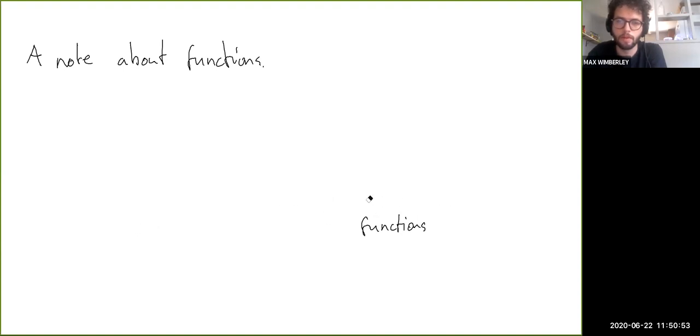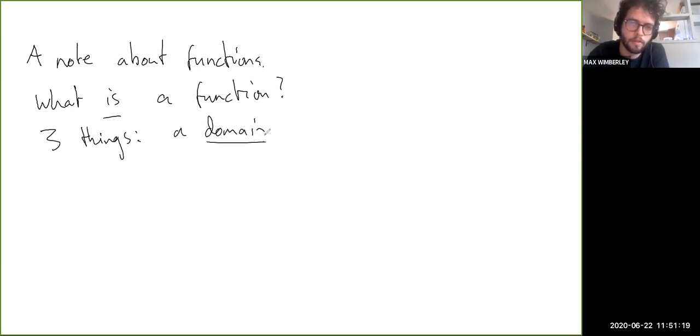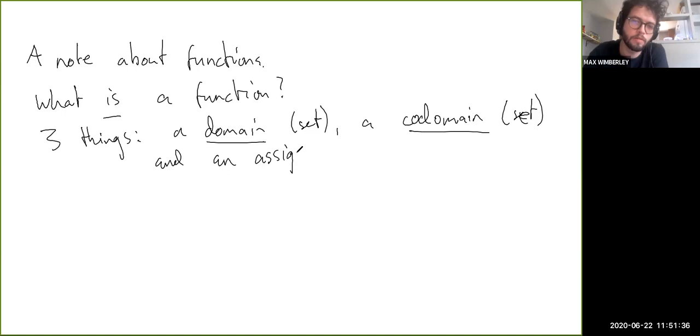So the other thing that I want to talk about has to do with what defines a function, like the data, right? What are the data that constitute a function? So what is a function? A function consists of three things: a domain, which is a set, a codomain, not range, slightly different, and an assignment of values.